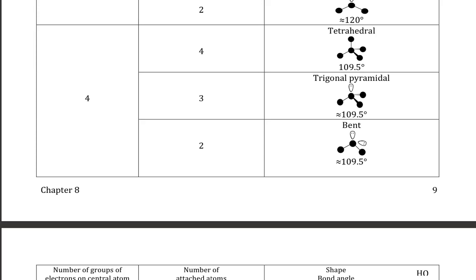That lone pair moves around a little more than the bonded pair in the tetrahedral one, and so it squeezes those bond angles to be a little smaller than 109.5 degrees.